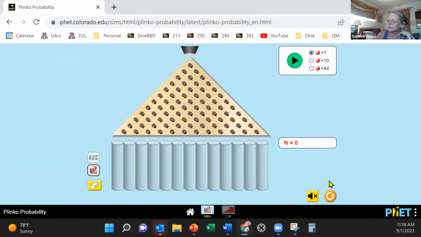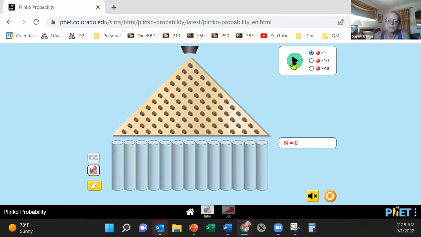But what happens if you roll that pair of dice like 1,000 times? That's when you're likely to get the normal distribution. And in fact, it's likely to be pretty normal with as few as 30. So let's just roll these a few at a time.